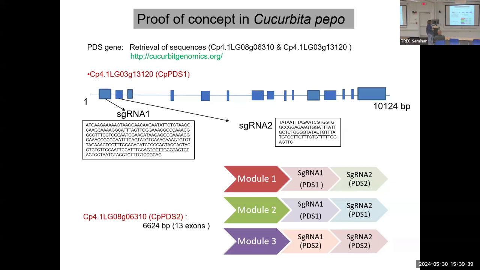And then I designed the HGRNA for both the homologs. These 3 modules have been designed. The first module has one HGRNA from the PDS1 gene and another HGRNA from the PDS2 gene. Another module has both the HGRNAs from the PDS1 gene, and the third module I have designed has both the HGRNAs of the PDS2 gene.